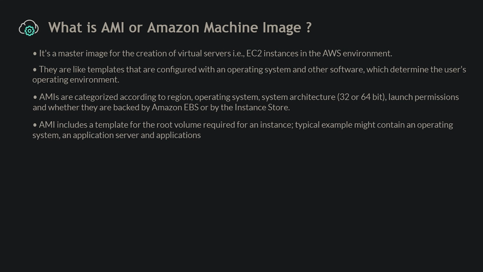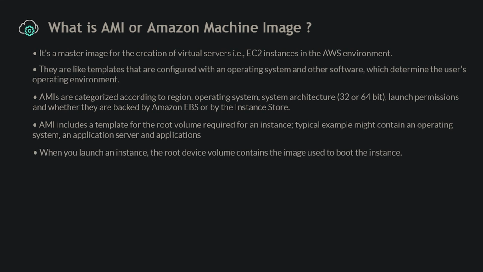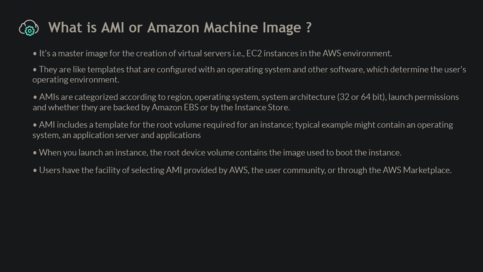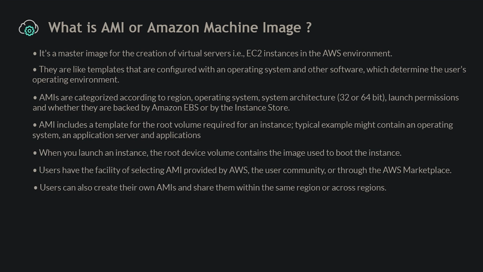An AMI includes a template for the root volume required for an instance. Typically, it might contain an operating system or application server or any application, right? Then when you launch an EC2 instance, the root device volume contains the image used to boot the instance, and this is generally used for the AMIs, right? Then you have the facility to select an AMI provided by AWS, the user community, or through the AWS Marketplace. You can also create your own AMIs and share them within the same region or across other regions, right?